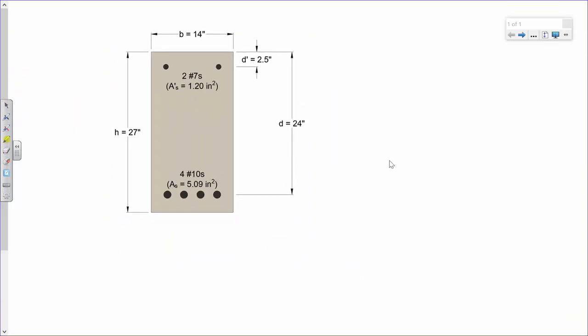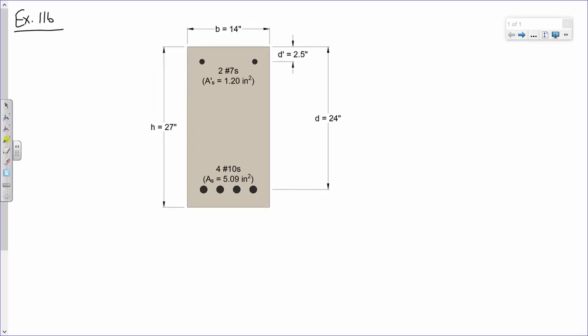Okay, so here is example 11B. Now, remember for this example, the Fc prime changed, but the Fy did not. What I mean by that is the epsilon sub y is going to be the same as it was from the last problem.